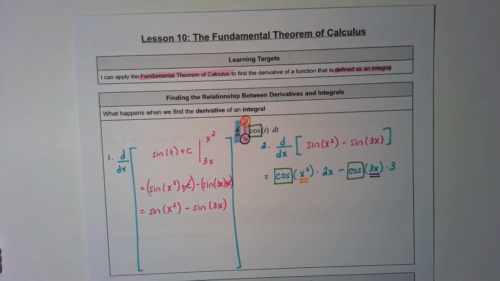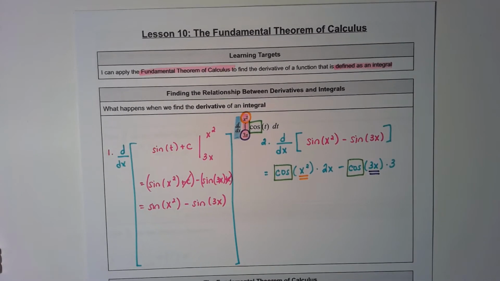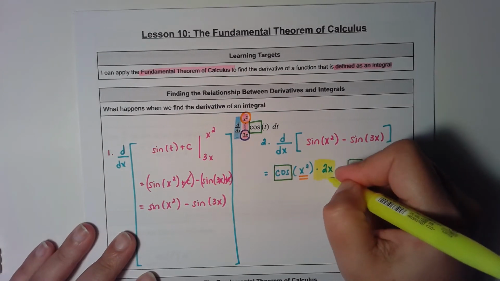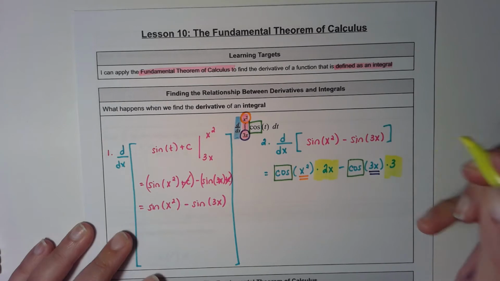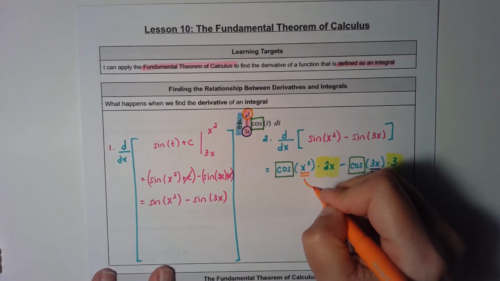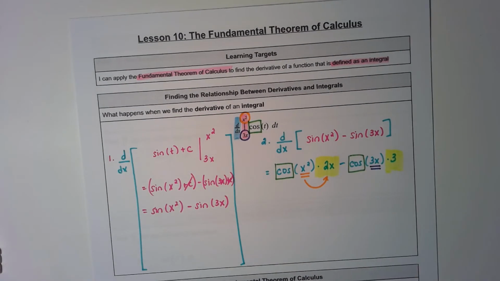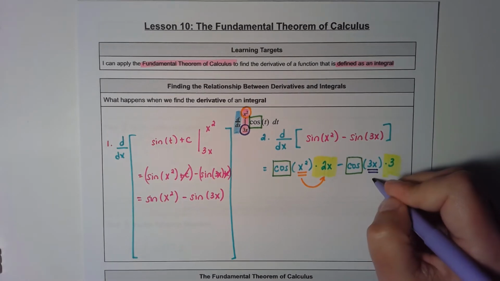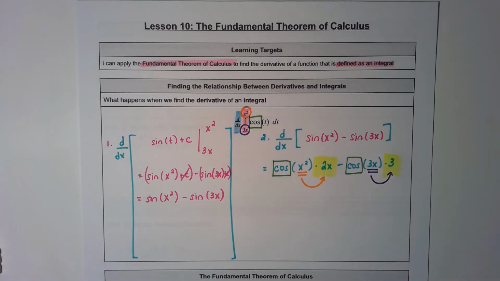But the other thing I want you to notice is that there's another piece here. We have these two pieces which were not part of the original, the 2x and the 3. And those pieces are there because they were the derivatives of the bounds. The 2x was the derivative of the x squared. It was not the derivative of cosine. It was just the derivative of the x squared. And the 3 is there because it's the derivative of the 3x. Again, not the derivative of the cosine, just the derivative of the bound that we ended up plugging in.